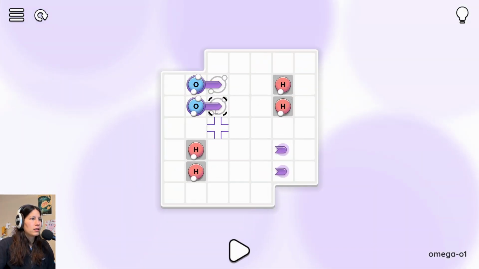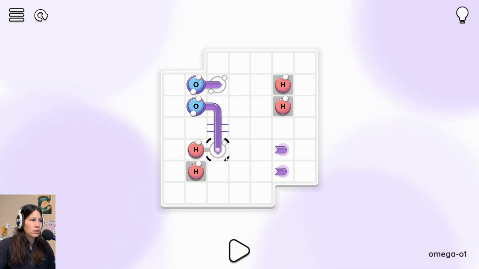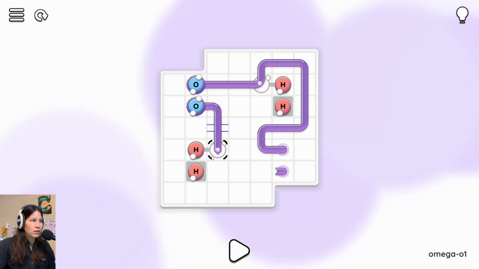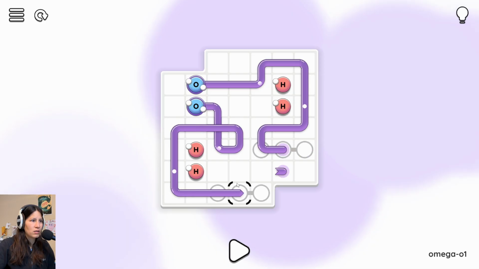Alright. And this is... what level is this? Omega O1 for oxygen O. It uses these things. So I need 2 H2Os probably. Ugh. This is in the way. Ugh. Well, I feel like I have to do that, and then... Can I go like this? There we go.